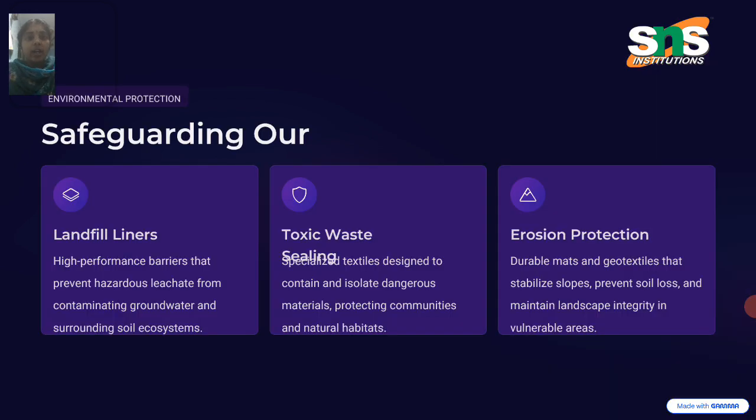Next one is safeguarding. Landfill liners, high performance barriers that prevent the hazardous leakages from contamination of groundwater and surrounding soil ecosystems. So, if you are using some synthetic fibers, even though it is for protection purpose, it leads to some issues. To avoid those things, we are producing prepared Oeko textiles for landfill liners, toxic waste sealing. Those textile materials are designed to contain and isolate dangerous materials, protecting the communities and natural habitats.